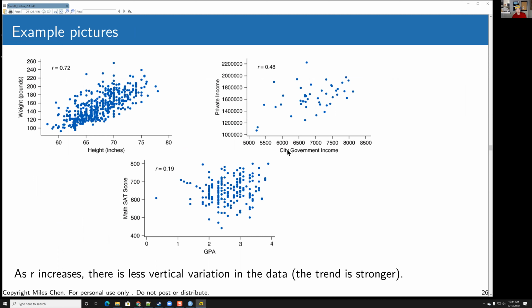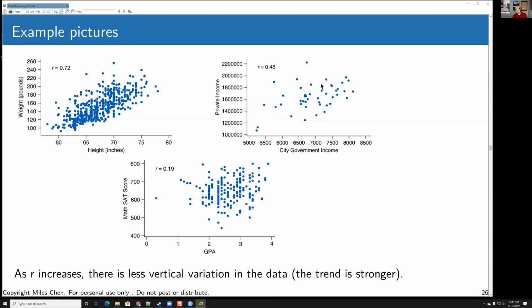All right, here are a few more pictures I've taken from our textbook that show that as there gets to be more and more scatter, the relationship gets weaker, and this is reflected in the magnitude of R. Here there's a bit of scatter. This is the relationship between someone's height and their weight in pounds, and we would say R is 0.72. Here there's even more scatter, and so the correlation goes down to around 0.48.